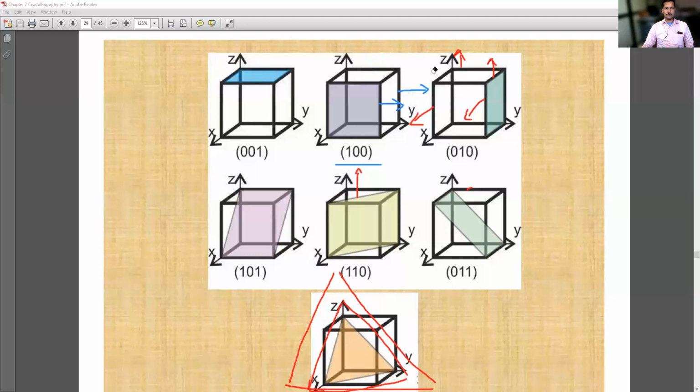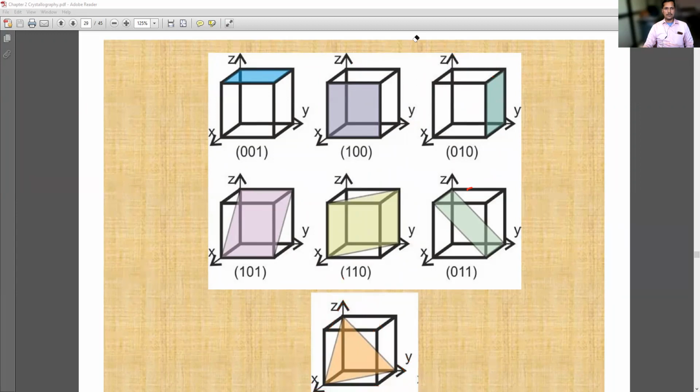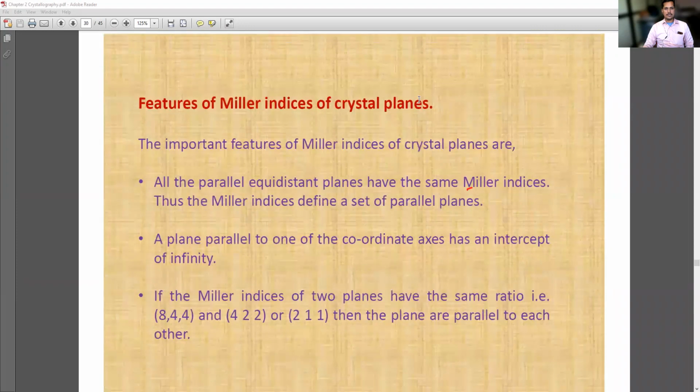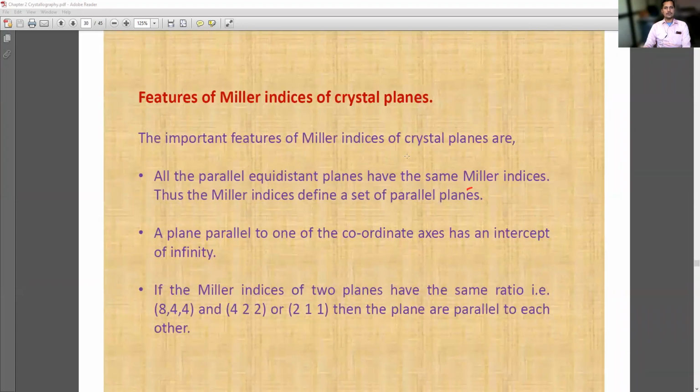Yes. Now we see the same thing in terms of features. हेच फक्त वाक्यरचनेत आपण पुढच्या स्लाइडला ऍड केले. त्यालाच आपण काय म्हणतो, फीचर्स ऑफ मिलर इंडायसेस ऑफ क्रिस्टल प्लेन्स. What are the important features? All the parallel equidistant planes have the same Miller indices. The parallel equidistant planes have the same Miller indices as that. Thus, the Miller indices define a set of parallel planes.